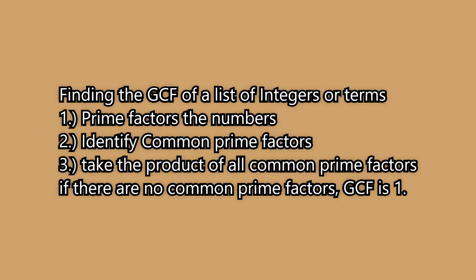Finding the GCF of a list of integers or terms. Number 1: prime factor the numbers. Number 2: identify common prime factors. Number 3: take the product of all common prime factors, and if there are no common prime factors, the GCF is 1.